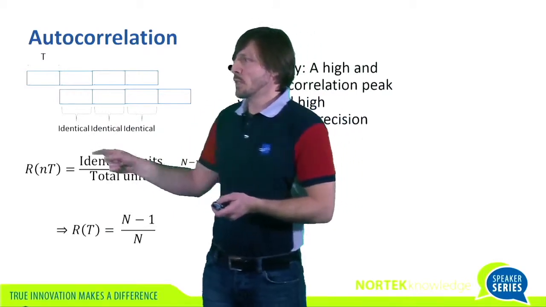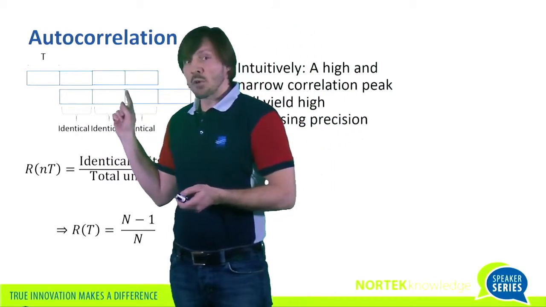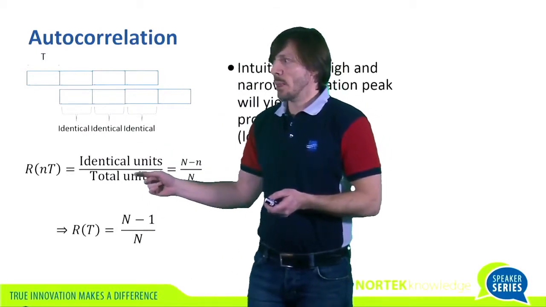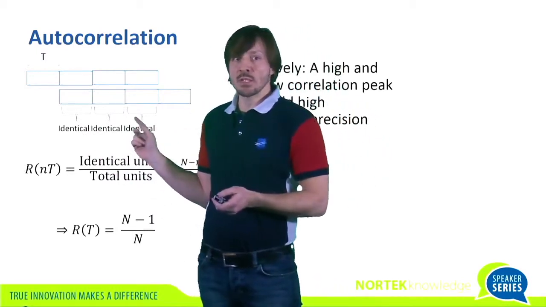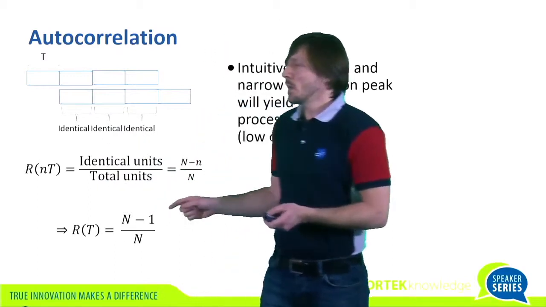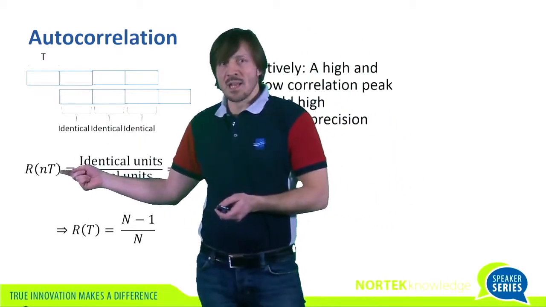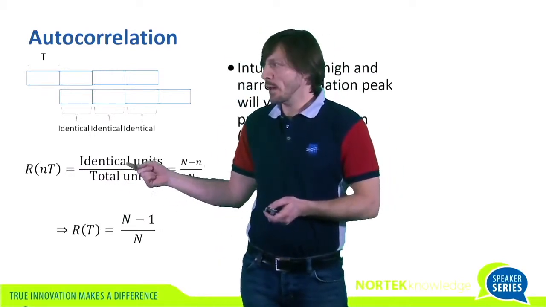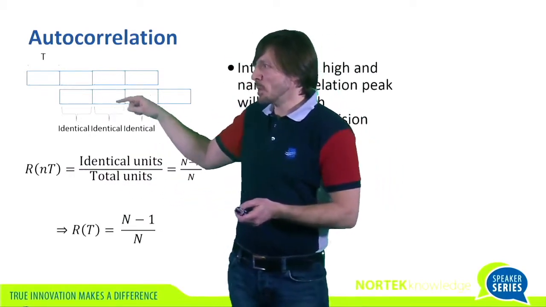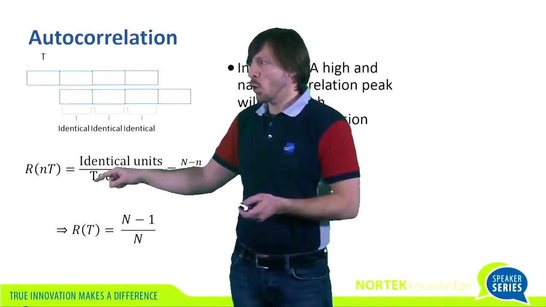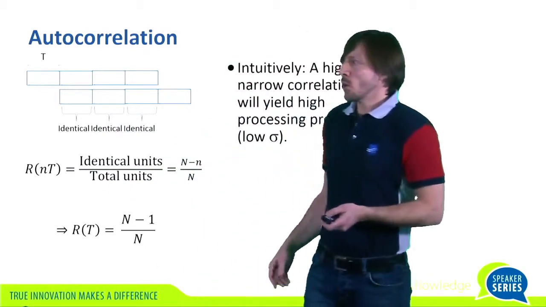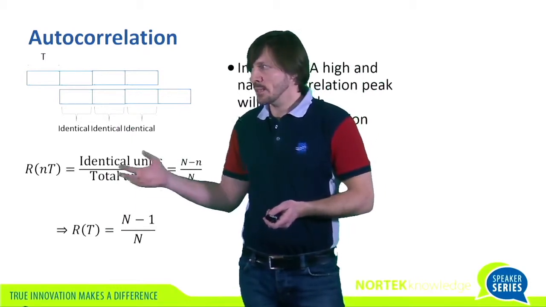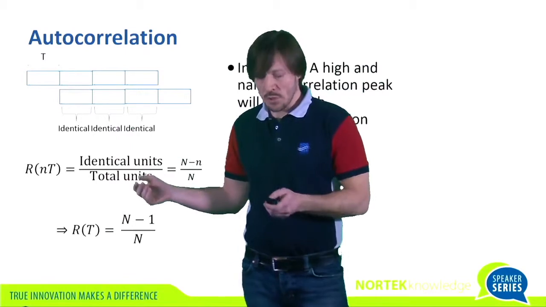So in this case, that would be 1, 2, 3, 4 units in total, and that's the normalization. And then I have 1, 2, 3 units that are identical. So the correlation at the first peak is identical to the number of identical units that I contribute, the maximum amount of correlation. That's 1, 2, 3 over 4, which is the total. So 3/4 is the value I expect for that first peak, in this case, for a sequence of 4 chirps.